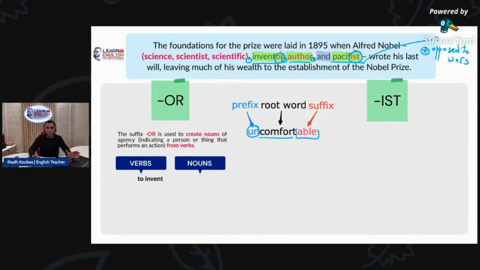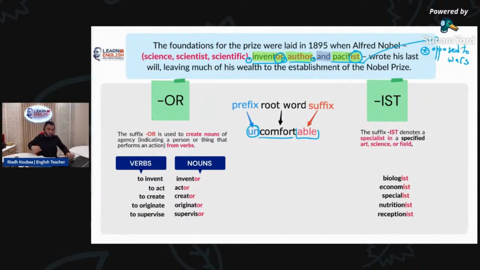The verb to invent, the person who invents is called an inventor. The person who acts is called an actor. The person who creates is called a creator. The person or the thing that originates is called an originator. The person who supervises is called a supervisor.